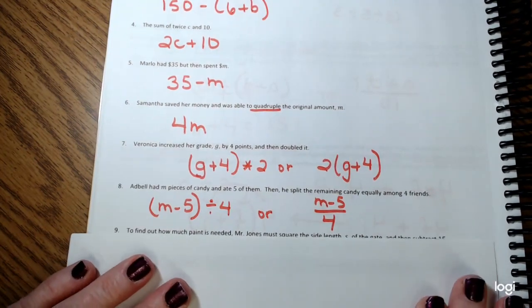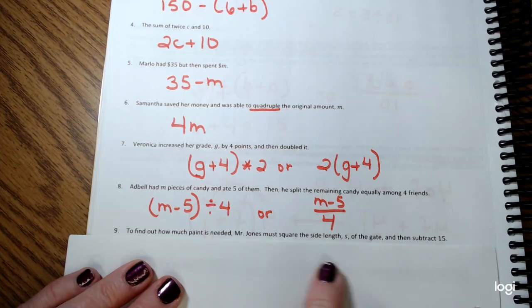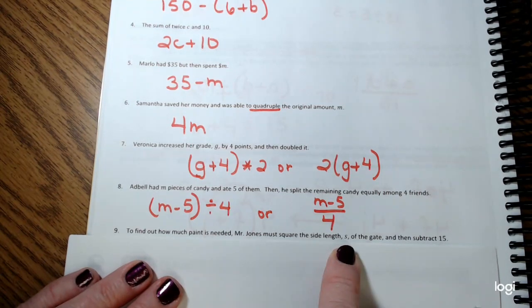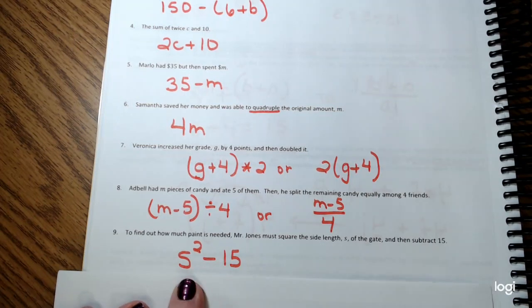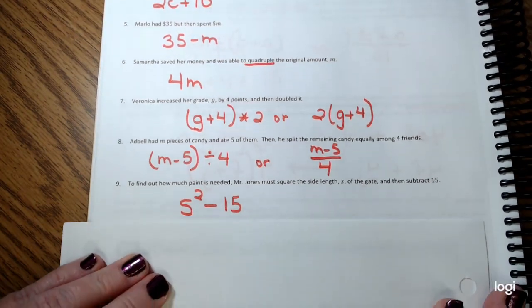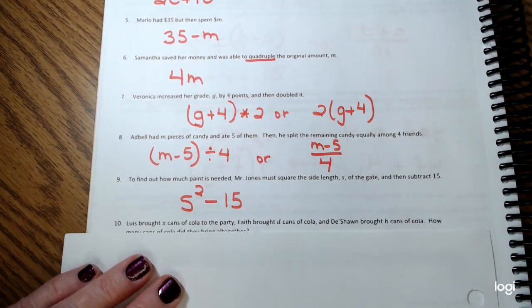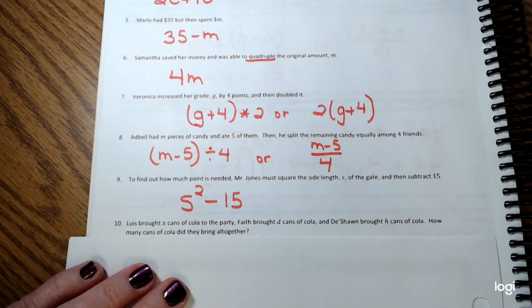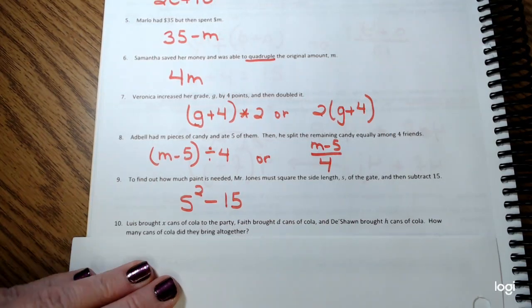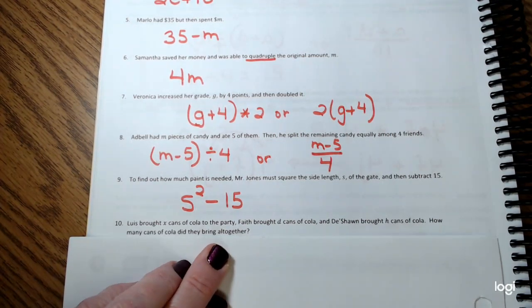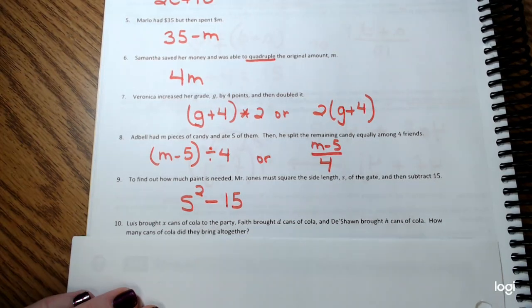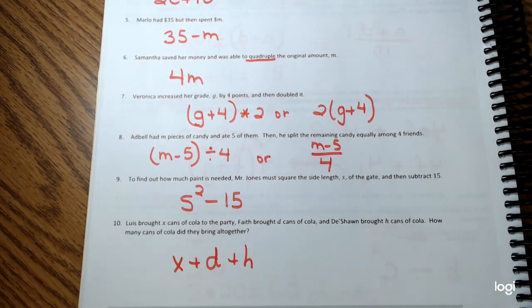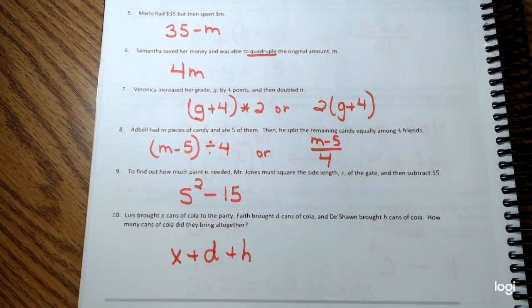Number 9, to find out how much paint is needed, Mr. Jones must square the side length, which is S, so that'd be S squared, and then subtract 15. S squared minus 15. And the last problem, number 10, Louise brought X cans of cola to the party, Faith brought D cans of cola, and Deshawn brought 8 cans of soda. How many cans of soda did they bring all together? All together makes me know I'm adding. And so we had X plus D plus 8.